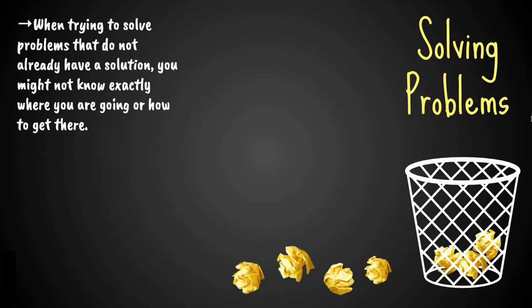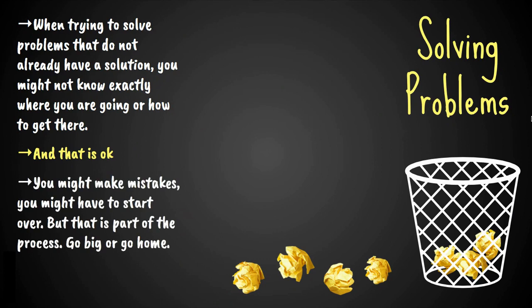So when you're trying to solve a problem that doesn't have a solution or hasn't been solved yet, you may not know exactly where to go, how to get there, and so on and so forth. And that is part of this process, that you are trying all sorts of things. And all of these things are not going to work. And 9 times out of 10, you are going to fail. But again, that failure is what you're learning from. That's perfectly okay. You might make mistakes, but that's part of the process. And so you need to think big. Go big or go home. When you're working on these wicked problems, because this is when you're going to be learning.